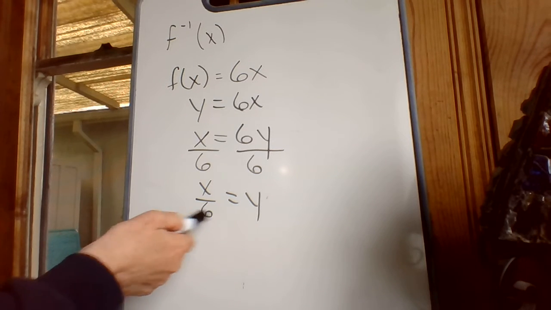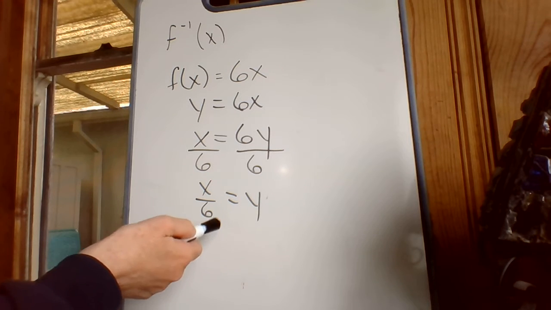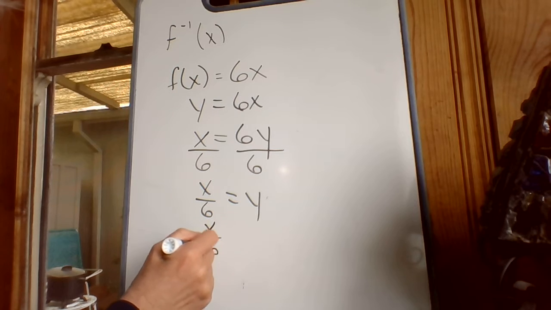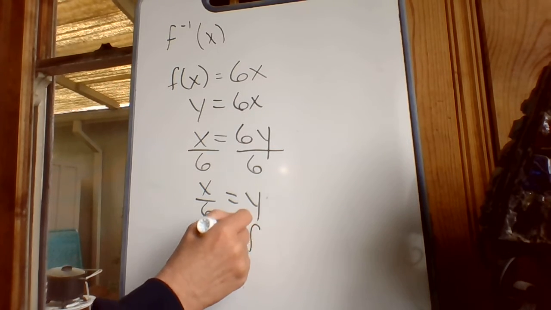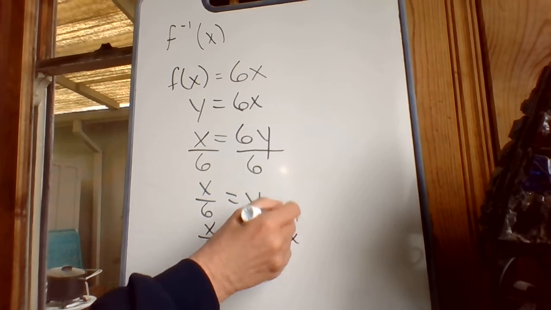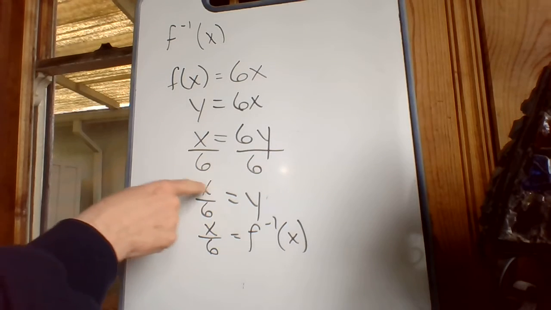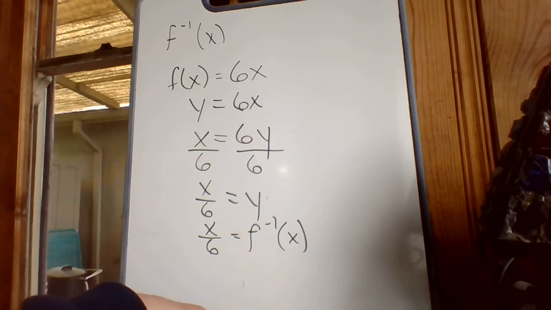All right, now this is the answer. X over 6 is the answer. If you really want to, you can go in with some fancy notation afterwards. You could say f to the negative 1 of x. Okay, that's not the answer. That's just fancy notation. The answer was after you did that divide by 6. There's your answer there.